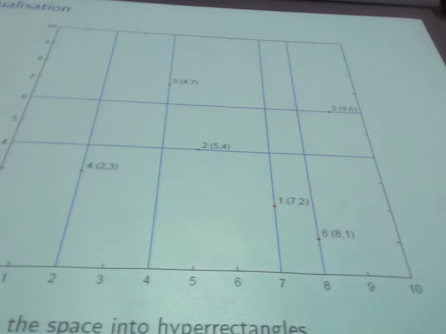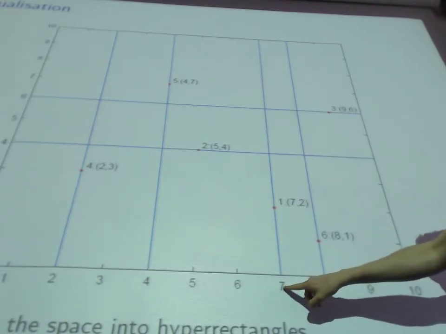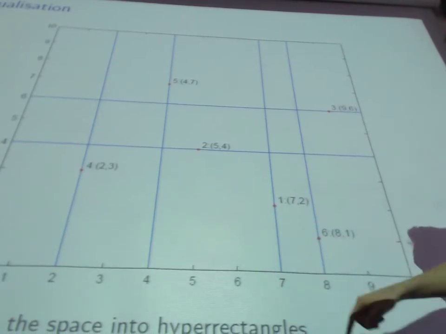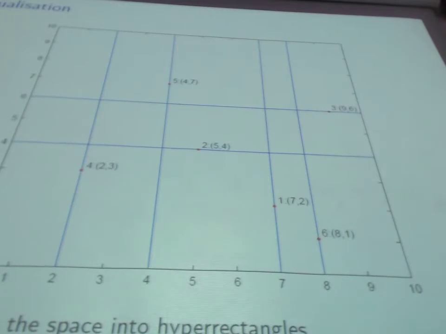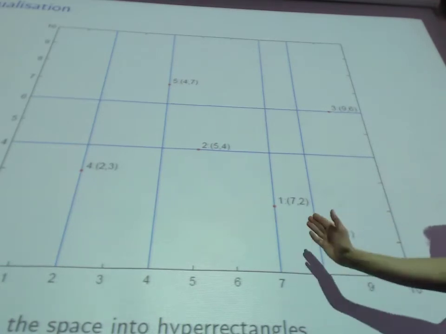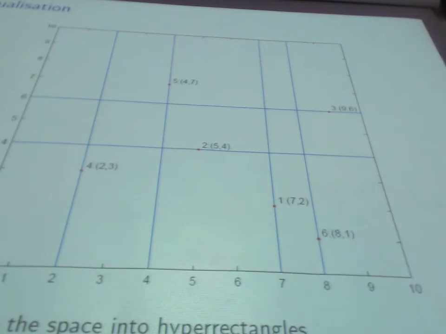Node number 1 is split along dimension 1, so that was value 7. Basically that means all children to the left of the branch of the root node have values which are less than 7, X1 values less than 7.